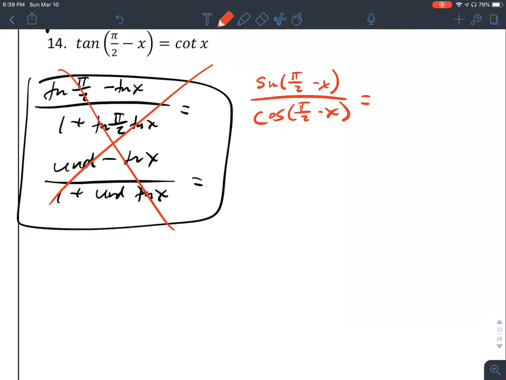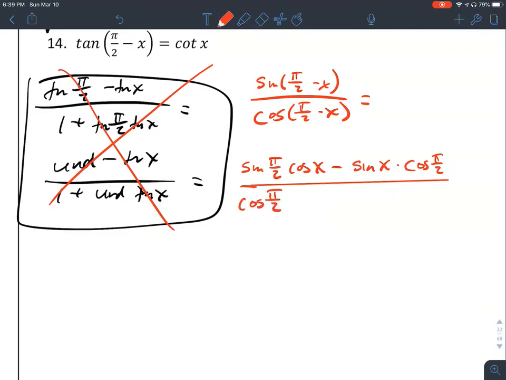The difference identity for sine is going to be sine of the first angle times cosine of the second angle minus sine of the second angle times cosine of the first angle. The difference identity for cosine, that's going to be cosine of the first angle times cosine of the second angle plus sine of the first angle times sine of the second angle.